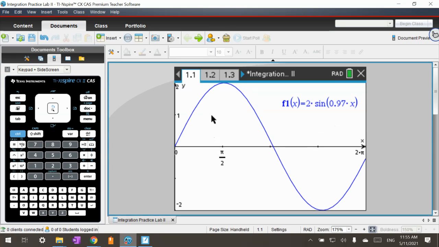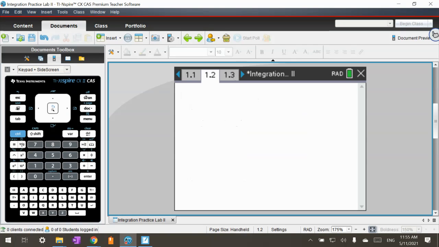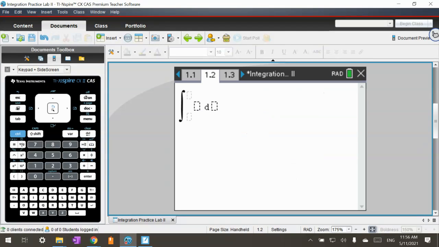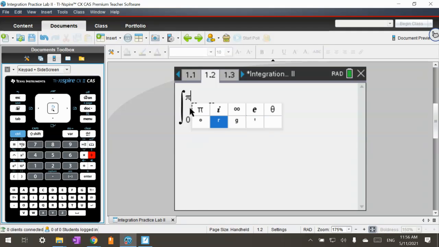So I'm going to bring the calculator up. I'm going to add a page here, and I'm going to add a calculator. So the area is going to be the menu. You're going to hit calculus. You're going to hit integral, and I'm going from 0 up here to pi over 2. So pi is right here, divided by 2.